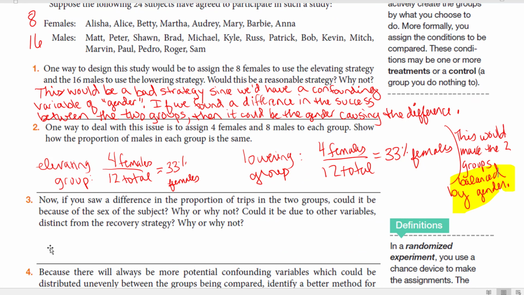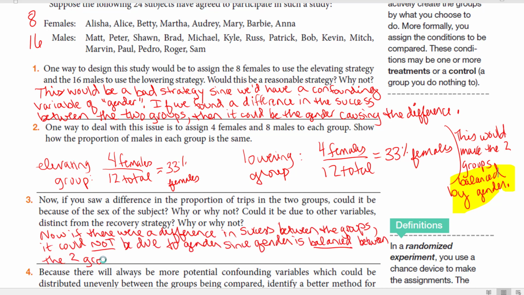Part 3 says, now if you saw a difference in the proportion of the trips in the two groups, could it be attributed to the sex of the subject, the gender of the subject? Why or why not? So now if there were a difference in success between the two groups, it could not be due to gender, since gender is balanced between the two groups, 33% females in both groups. It does ask, though, could it be due to other variables?